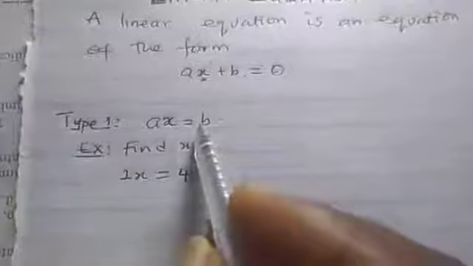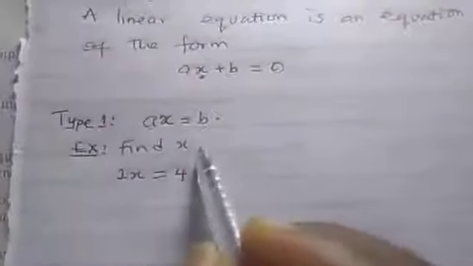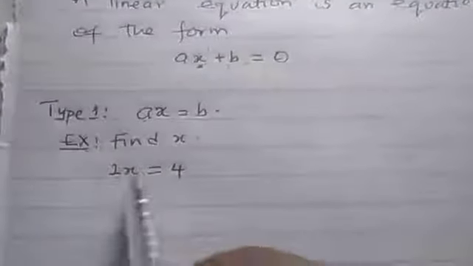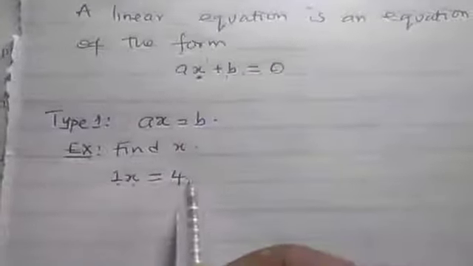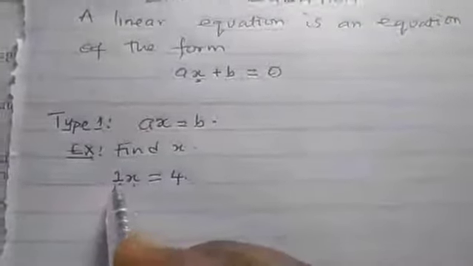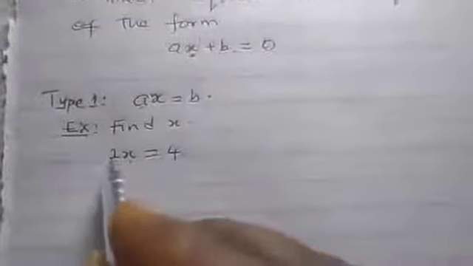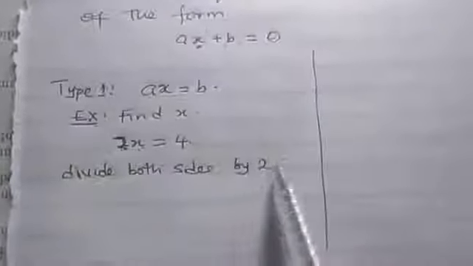We have our first type here, ax = b. Now, our first example, find x: 2x = 4. We want to find the value of x. If you have this type of relationship, a number times x is equal to another number, how we do this is we divide both sides by the number in front of x. That is, in order to find x, you divide both sides by 2.